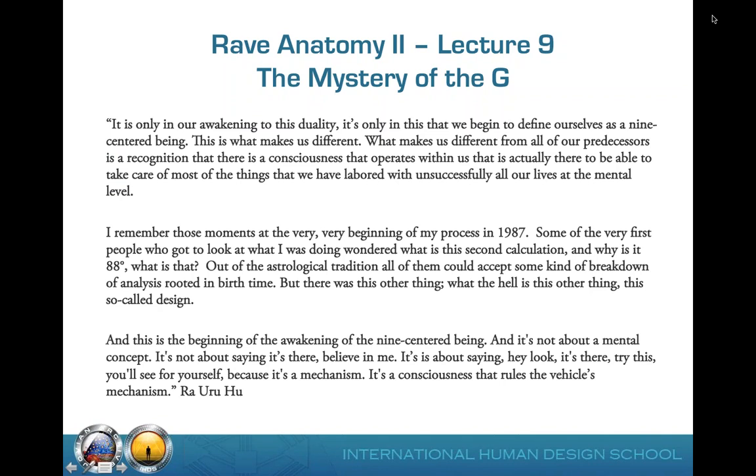So just some further quotes by Ra. It is only in our awakening to this duality, it's only in this that we begin to define ourselves as nine-centered being. This is what makes us different. What makes us different from all of our predecessors is a recognition that there is a consciousness that operates within us that is actually there to be able to take care of most of the things that we have labored with unsuccessfully all of our lives at the mental level. Yeah, I thought that was a very important statement for people to grasp. We're not in control of things at the mental level. We're just not. Our body, our sensory system takes care of it.